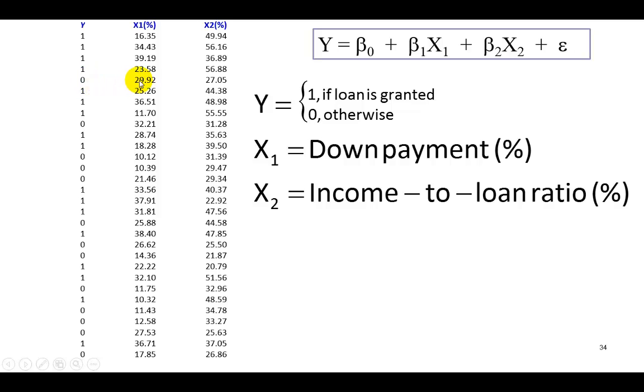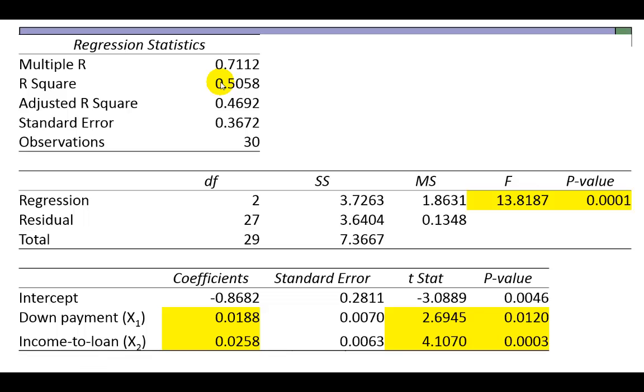His or her down payment was 29.92. However, income to loan ratio is at 27.05%. Anyhow, when you run that regression, you have this output right here. And as you can see, the regression model is statistically significant.